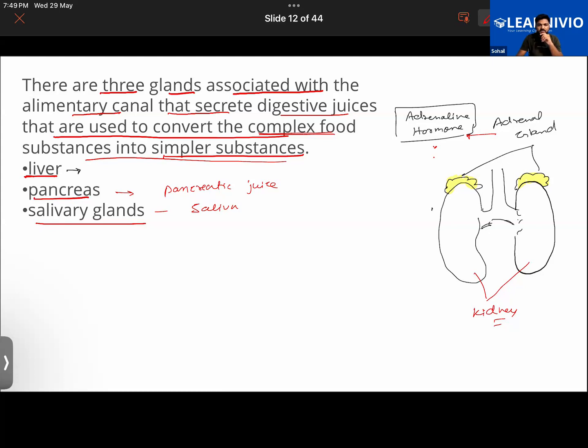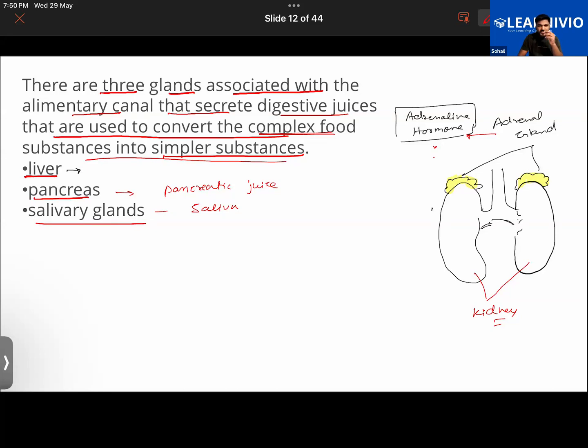Then, talking about the pancreas, it will secrete pancreatic juices, and they will also have some function to perform. In food, there are different things found, like protein, sugar and fat. So they will also help in the breakdown of those complex substances.